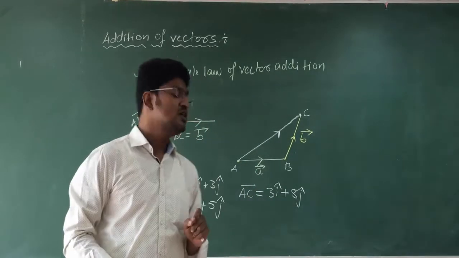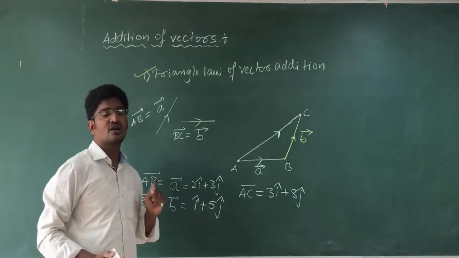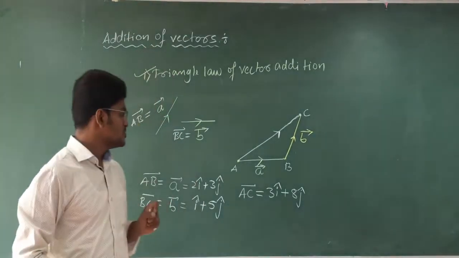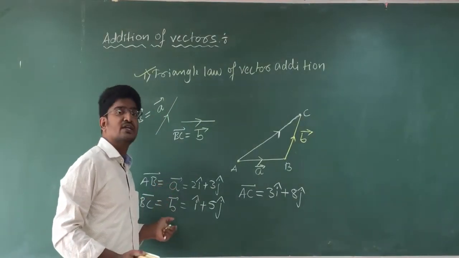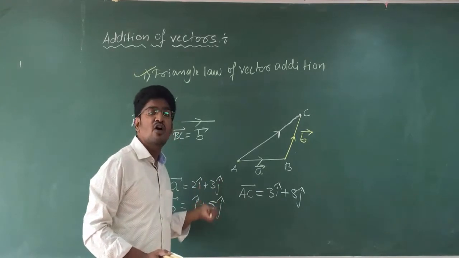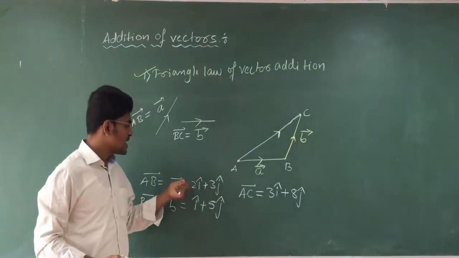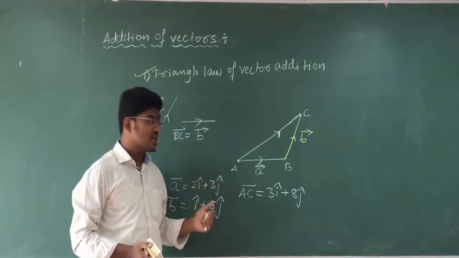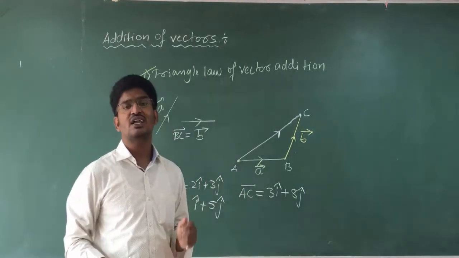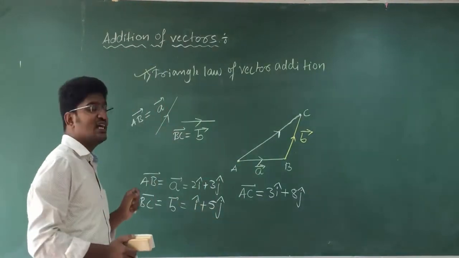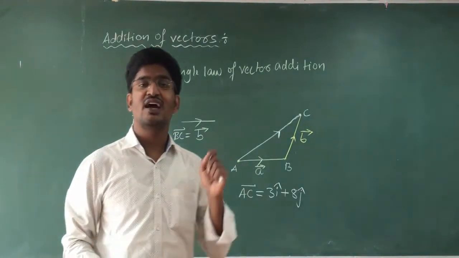So this is what the triangle law of vector addition is. Please make sure that for vector A plus vector B you sum i cap with i cap and j cap with j cap. 2i cap plus i cap is 3i cap. 3j cap plus 5j cap is 8j cap. So that is your vector AC. This is the triangle law of vector addition.